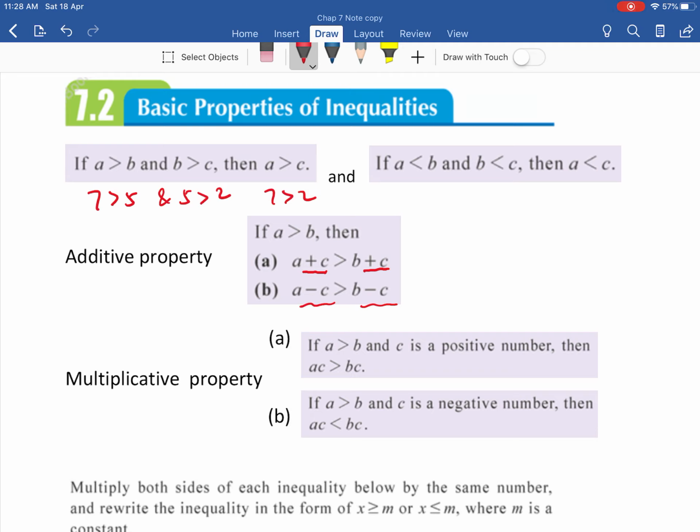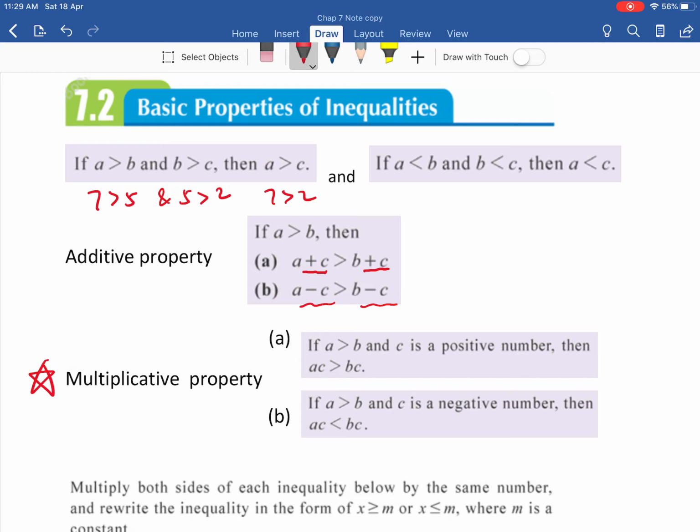It's just like what you learn in equations. It is a balance, okay? One side is heavier, the other side is lighter, and then you add the same amount of substance into the balance. The heavier is still the heavier, okay?